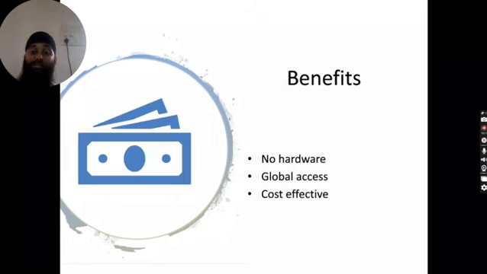So what are the benefits of this? There is no need of hardware, as the hardware is converted into virtual servers with the help of software called a hypervisor. Global access: you can access your EC2 instances from any corner in the world. Cost effective, as AWS, or any cloud provider, provides pay as you go. So it's very cost effective. You need to pay for what you use. After the free tier also the cost is very minimal, that is rupees 1 per hour for a virtual server.